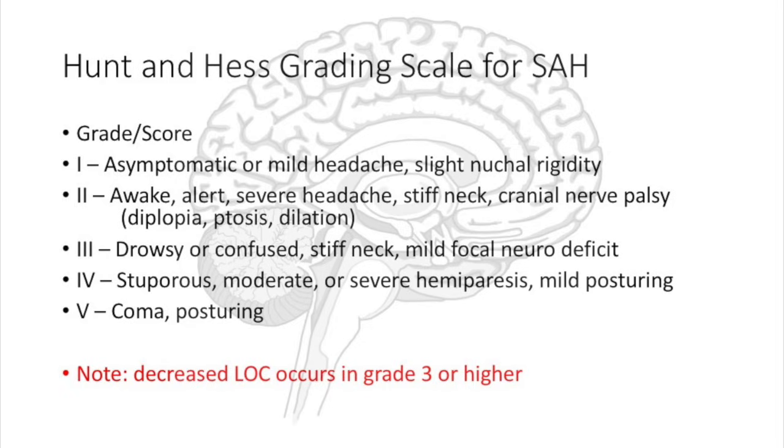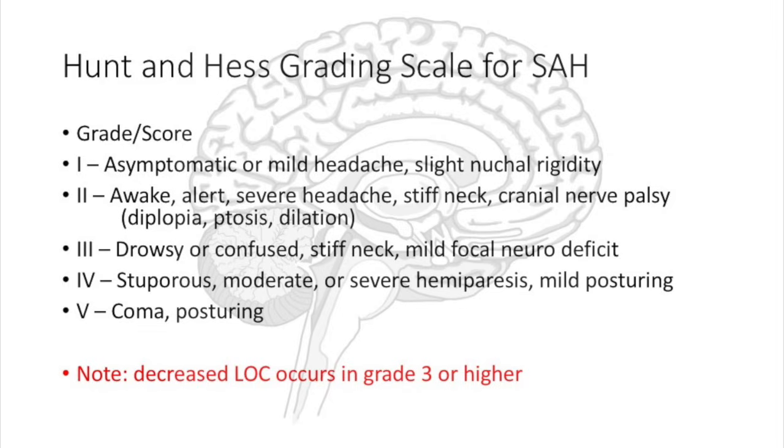Grade 2 is when the patient's alert and oriented. However, they may have a stiff neck, cranial nerve palsy, diplopia, ptosis, and dilation. Grade 3 is being drowsy or confused, stiff neck, a mild focal neurological deficit. Grade 4 is stuporous, moderate or severe hemiparesis and mild posturing. And grade 5 is coma and posturing.